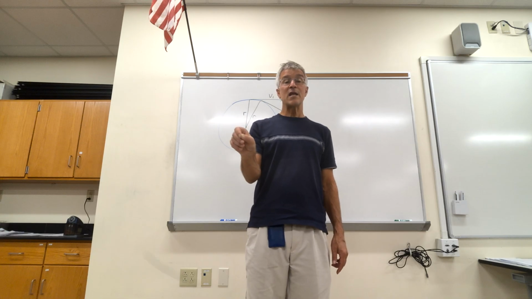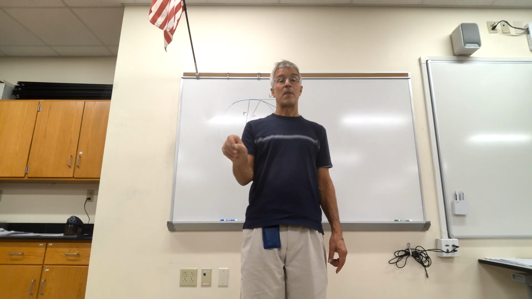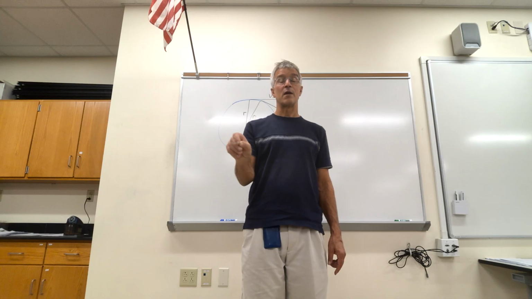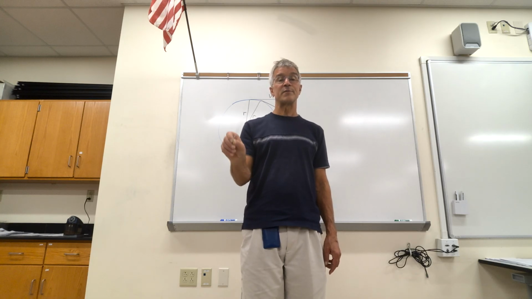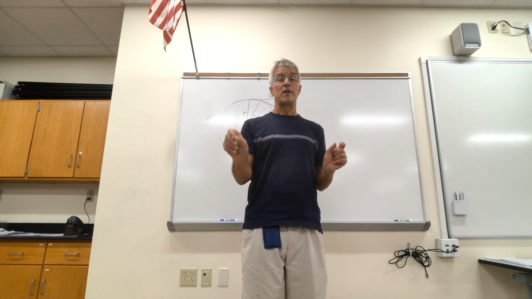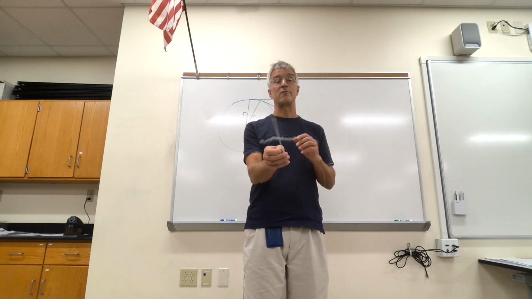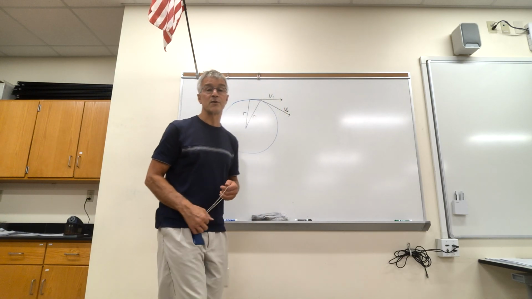Now, at any given point of this circle, the rubber stopper has what's called a linear velocity. That linear velocity is tangent to the circle. We can think of the circle as an infinite number of infinitesimally small line segments. Each of those line segments would be tangent to the circle, meaning they're perpendicular to the radius.